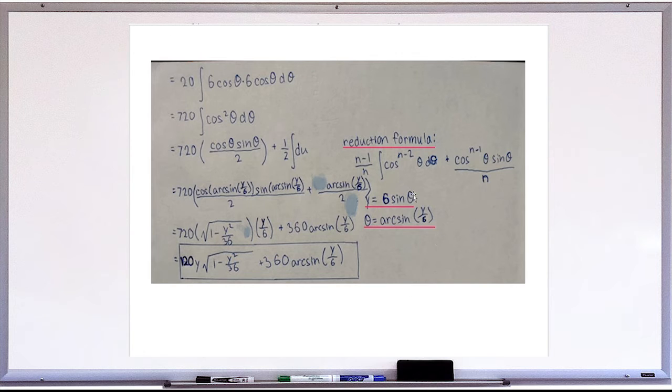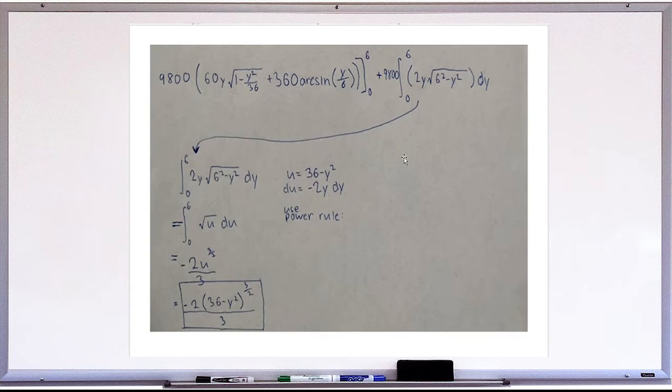We should replace theta with arcsine y over 6, according to the reduction formula. Plug that into the equation, cosine arcsine y over 6, and so on. Simplify that further down to this one: 720 times square root of 1 minus y squared, and so on. Then we can simplify that further by dividing 720 by 6, and it becomes 120 times y. That's the simplest form we can make it.